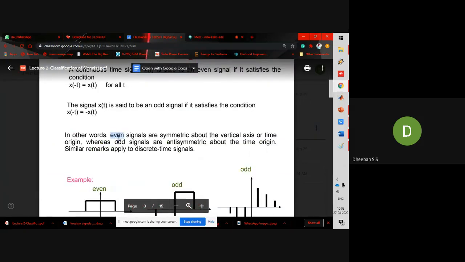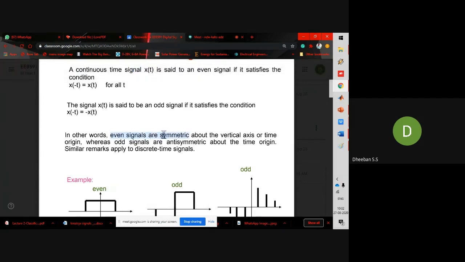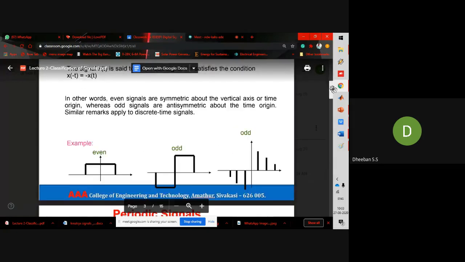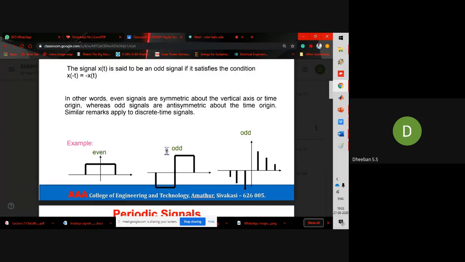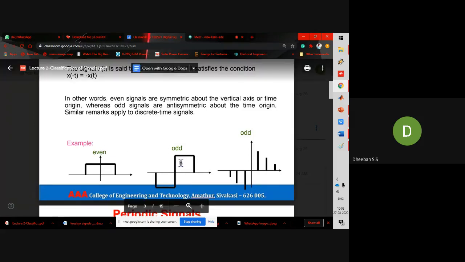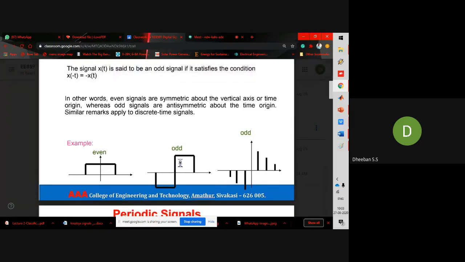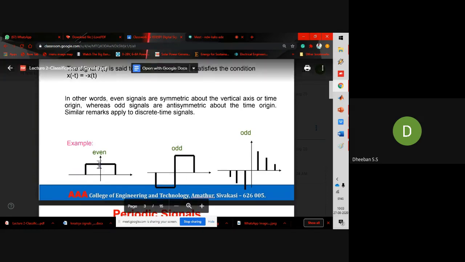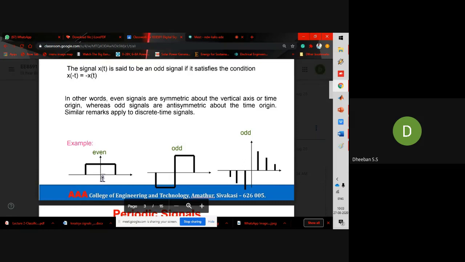Here what they are saying is even signals will always be symmetrical about the vertical axis. So this will always be a symmetrical, even signal. But your odd signal will not be symmetrical, it just varies. In an even signal, if you take the two halves, they will be the same, because it is symmetric.